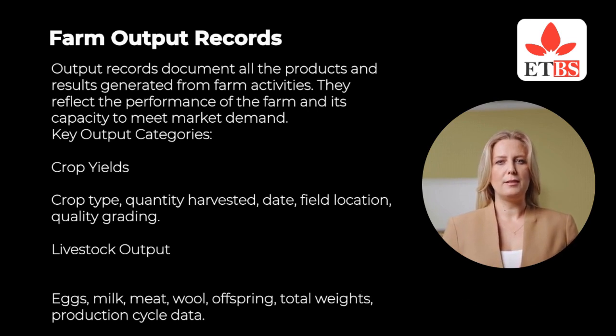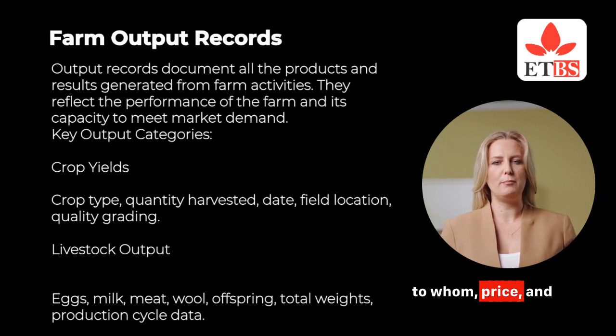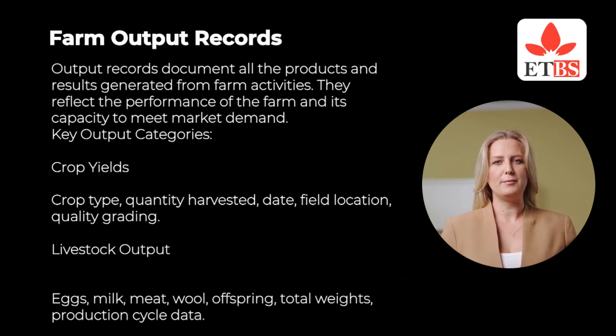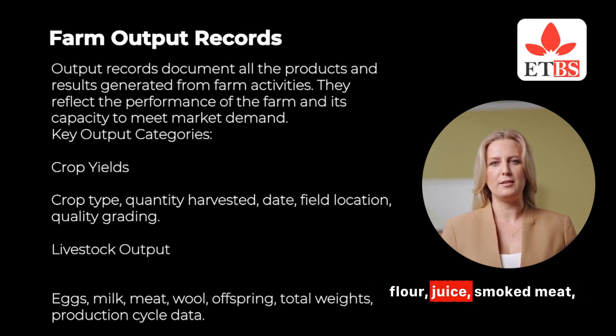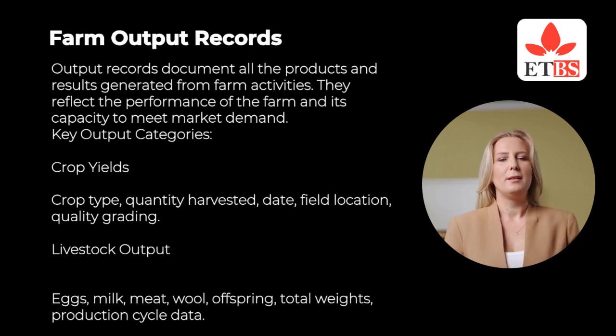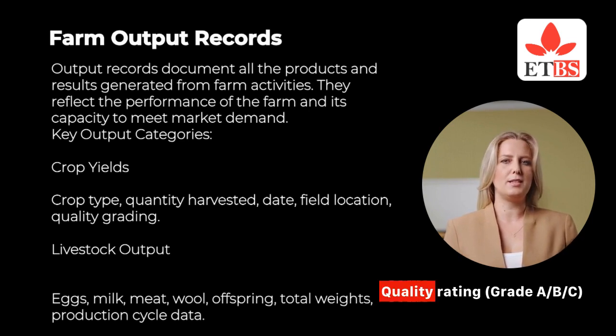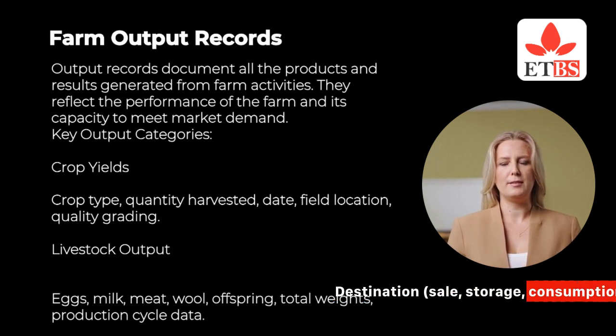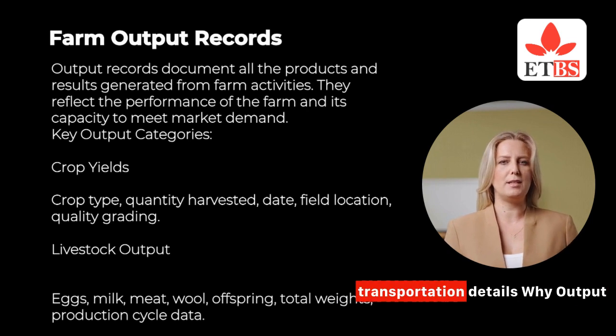4. Sales output: what was sold, when, to whom, price, and payment status. 5. Stored output: quantity stored post-harvest, condition, storage method. 6. Processing output: transformed products such as flour, juice, smoked meat, feed, etc. Output record components should include date of harvest, output, product description, quantity and unit, kilograms, liters, crates, quality rating, grade A, B, C, destination, sale, storage, consumption, income generated, packaging and transportation details.